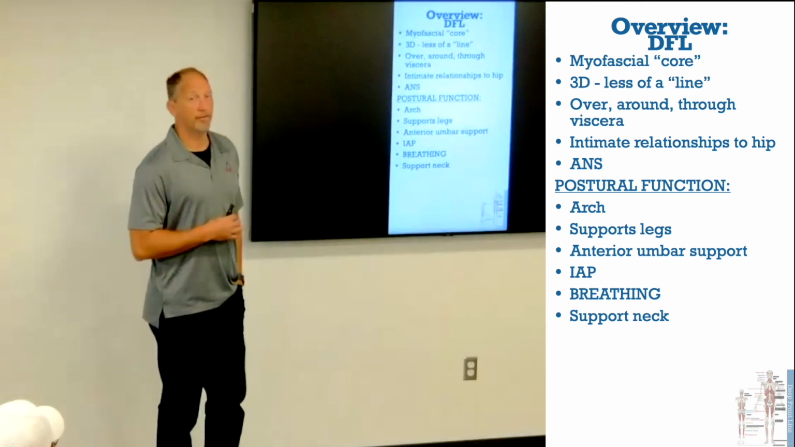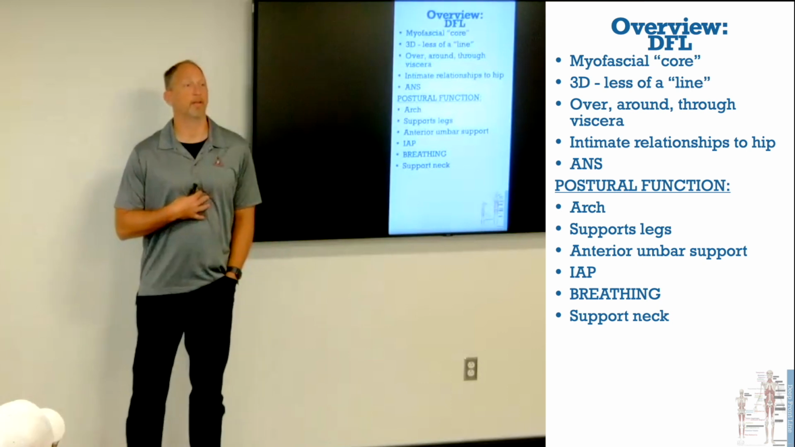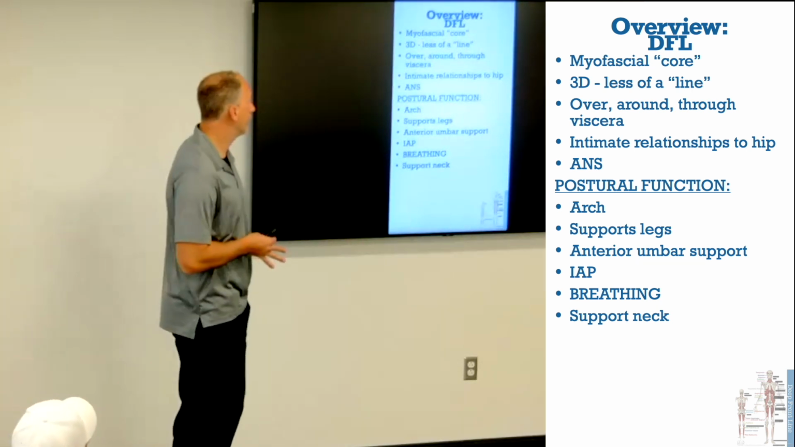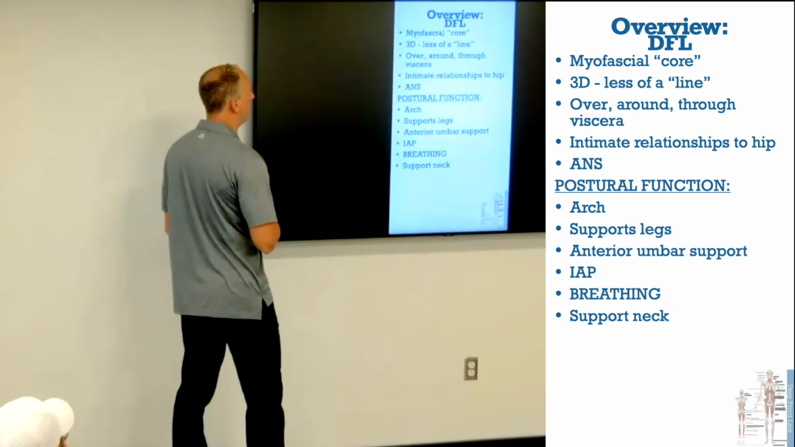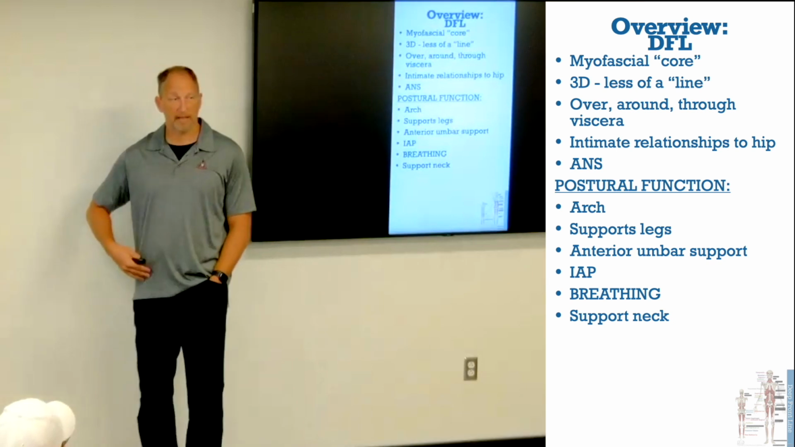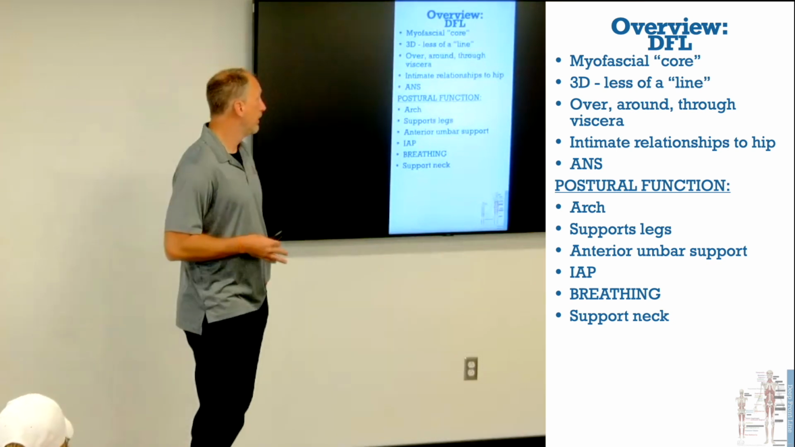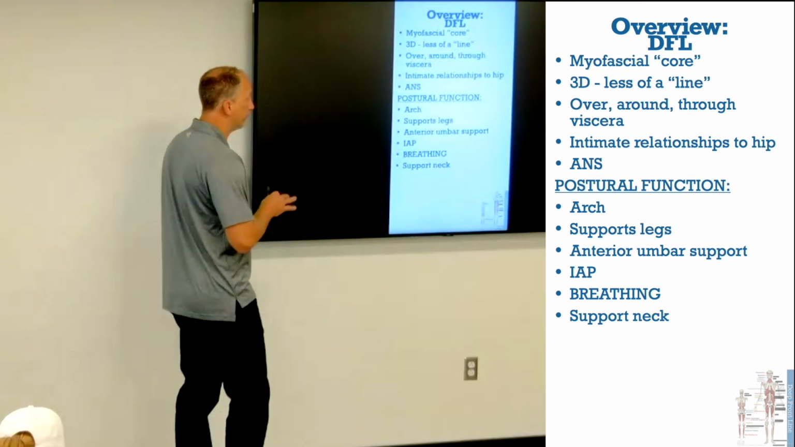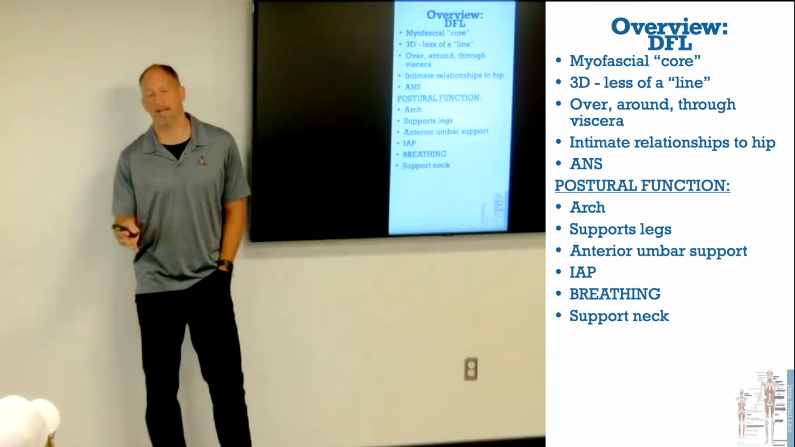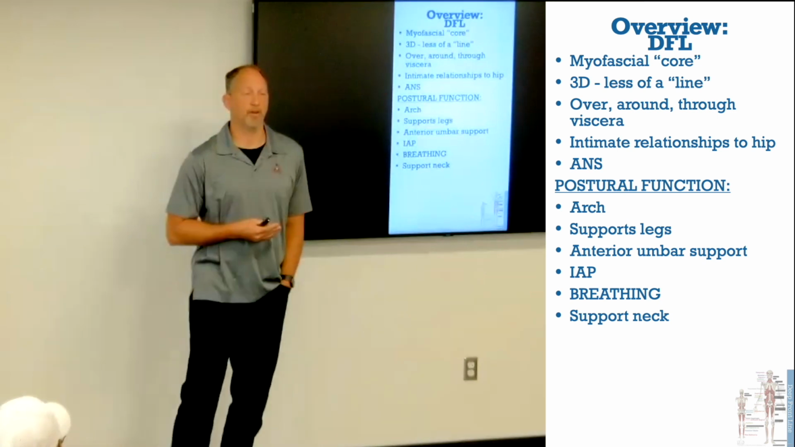There is a very intimate relationship with the internal viscera in this line, which again takes us back to conversations about the autonomic nervous system. There's a very intimate relationship with the hip, the actual hip joint. And then again, autonomic nervous system is both heavily influenced by and exerts a lot of influence on the deep front line.